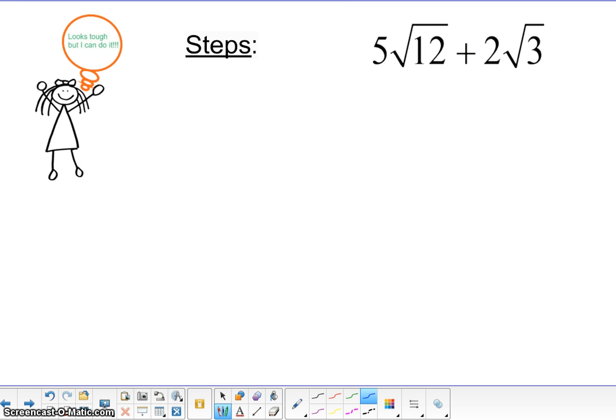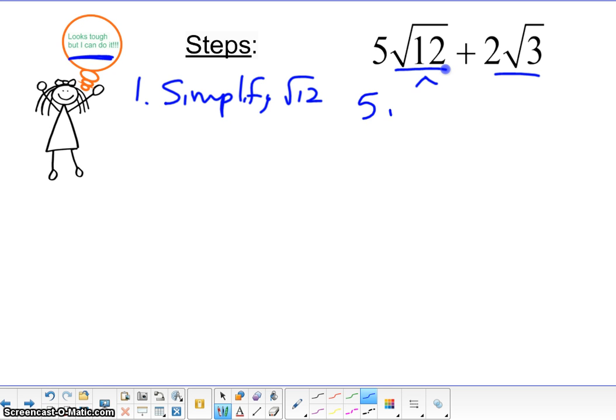Okay, so now let's add radicals when the radicals are not the same. So like this is me right here. It says it looks tough, but I can do it, meaning you can do it. First step we're going to do is simplify the square root of 12. Again, what I mean by simplifying, we're going to take that and split it up into what's a perfect square and what's not a perfect square. I know 4 goes into that 3 times, still remaining with this 2 radical 3. And then I'm going to clean up this next one with the next step.